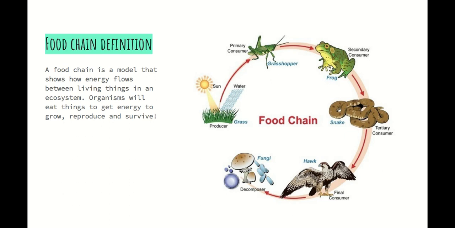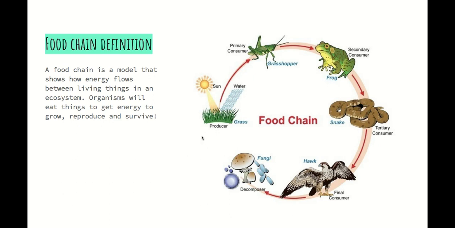Now, a food chain is a model that shows how energy flows between living things in an ecosystem. Organisms will eat things to get energy to grow, reproduce, and survive. That's the main reason why we focus on food chains. In this one specifically, you look at one strand of an ecosystem, of what eats what.